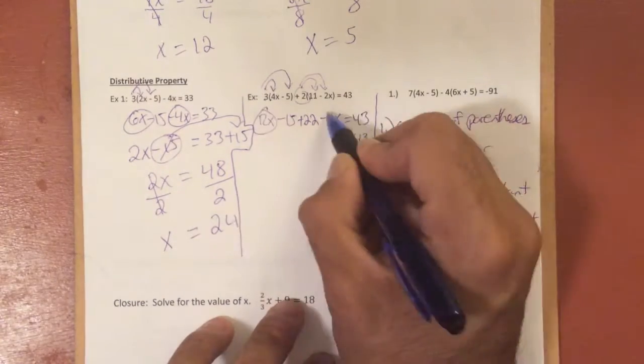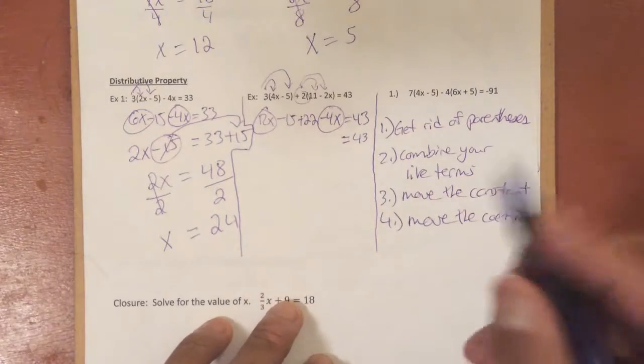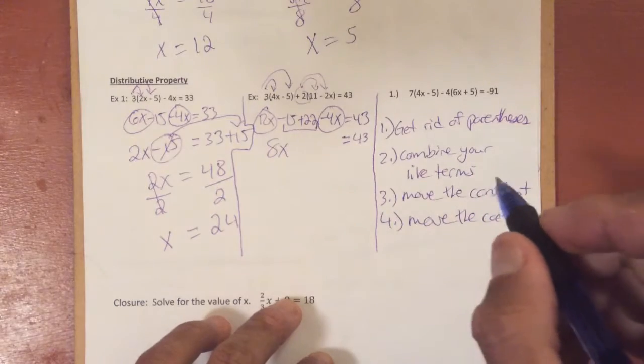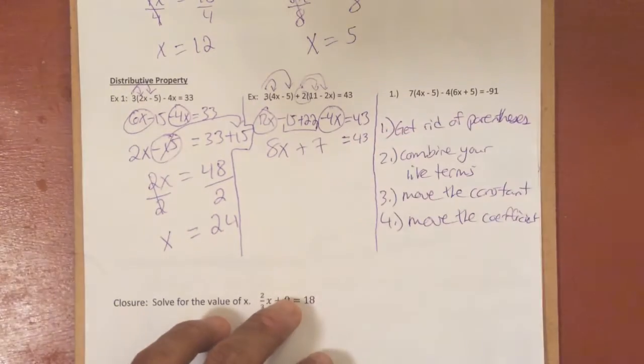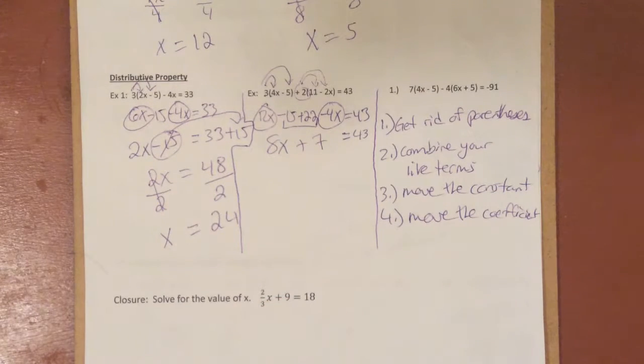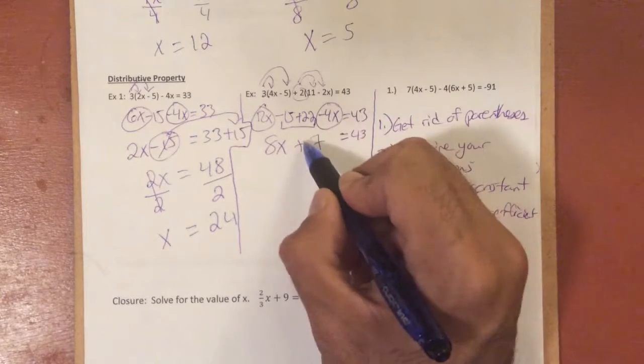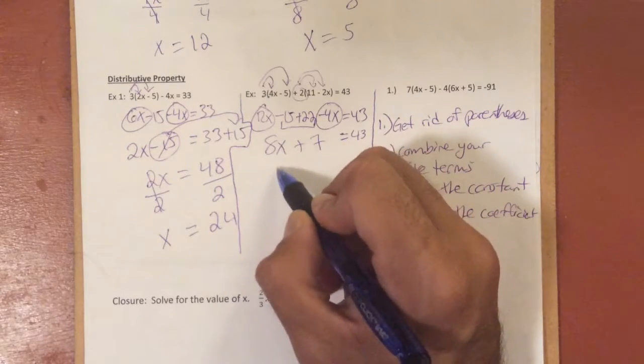So let's begin with 12x minus 4x. 12x minus 4x is 8x. Negative 15 plus 22 is positive 7. Now, the next step is to move the constant. If you know what the constant means, it means the number without the letter. And yes, I think I did make a mistake, and I'm glad I caught myself, and you probably caught this as well.